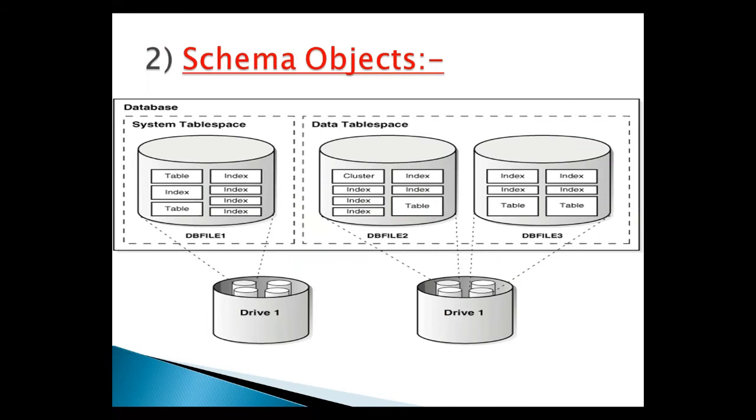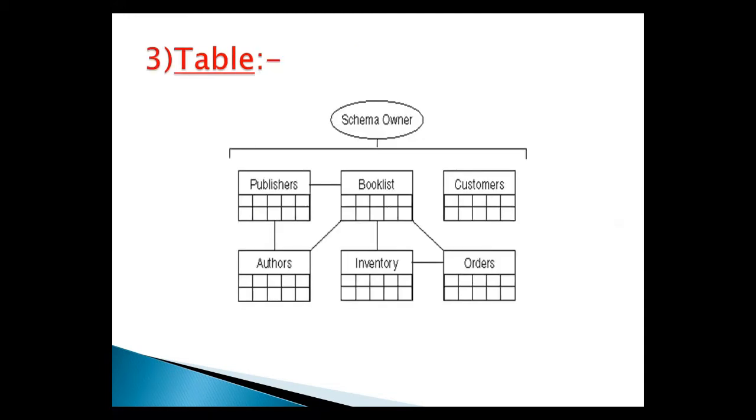A schema object is an object that resides within a schema. The most typical object found in the database is a table. Other types of objects can reside in a schema, such as indexes, triggers, views, and procedures. These are all schema objects.